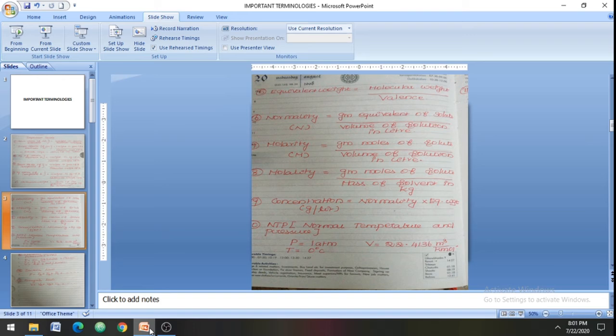Next is a very important topic, that is NTP. In most problems they simply give: calculate the values using NTP. What is NTP? NTP is nothing but normal temperature and pressure. Normal temperature is 0 degree Celsius, 273 Kelvin. Pressure is 1 atmosphere, that is atmospheric pressure. Generally we will take P equal to 1 atmosphere. What about the volume? Volume is a molar volume.